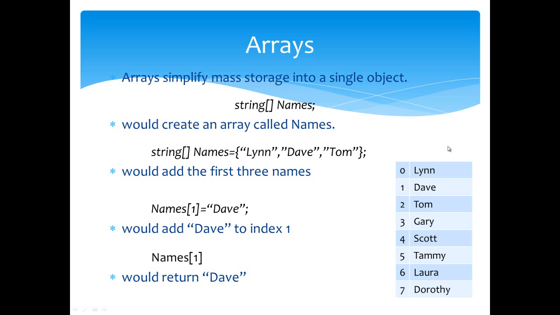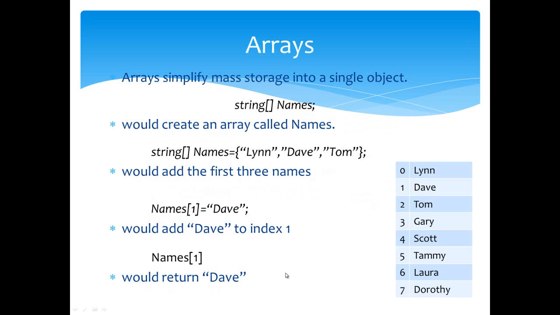So that's one way to put them in. Or if I wanted to, I can go to a specific index and say I want names location 1, which is over here, to be equal to Dave, and it will then go back in and at that location plug Dave into that array location. And later, if I want to know what's in array location 1, the second item, I can refer to names in that square bracket 1 here, and that's going to return back to me Dave.